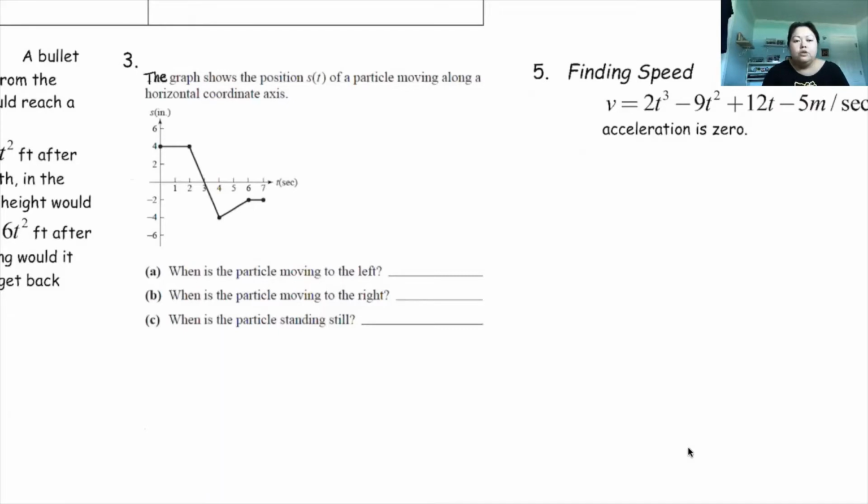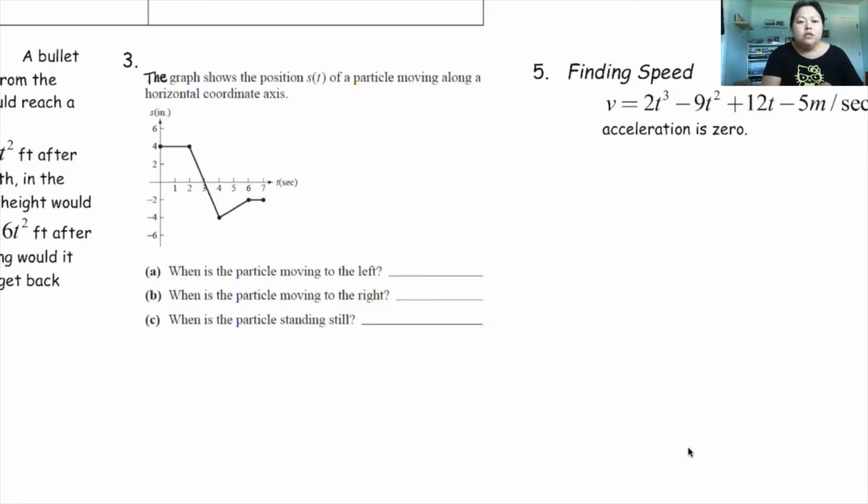Okay, we are going to finish up the second part of 3.4 notes. So we left off at number 3 here where it says the graph shows the position S of t of a particle moving along the horizontal coordinate axis. So the graph shown to you is actually the position function. It shows you where the object is as you are tracking its movement throughout this time of 7 seconds, right?